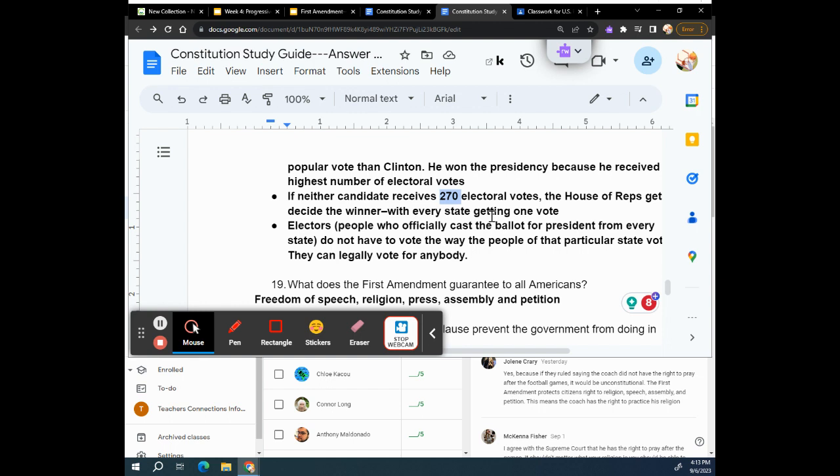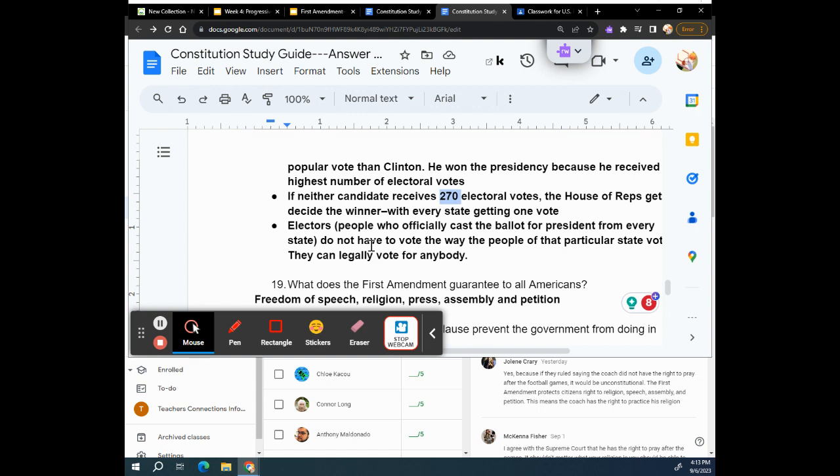I told you guys this has not happened since the 1824 election with Andrew Jackson and John Quincy Adams and Henry Clay. But this is what happens. If nobody gets a majority, the House gets to decide the winner, and it takes it out of the hands of the American people.